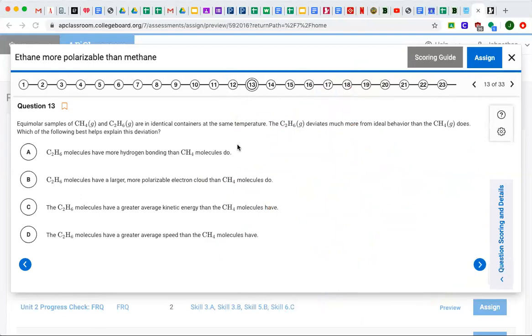C, what do you think of C? Okay, this one I know is a trap because it says up there that they're at the same temperature. Same temperature, right? So average kinetic energy, so they can't have different kinetic energies. And then what about D? What do we think? Yeah, I don't know for D.